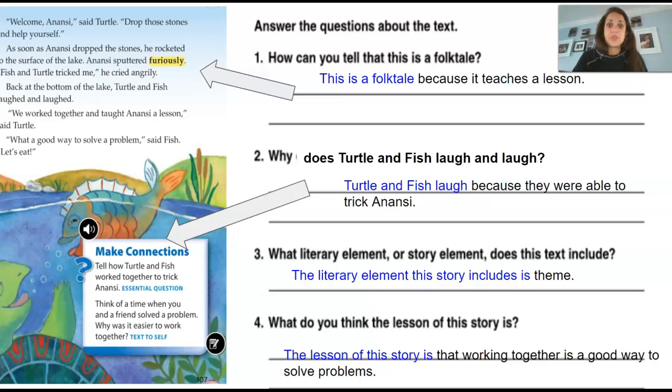So third graders, we just met our purpose. We identified features of a folktale. When you are completing your workbook page, remember you are identifying features of that folktale. It teaches a lesson, and that story element is called theme. Okay, third graders, have a great time completing your work.